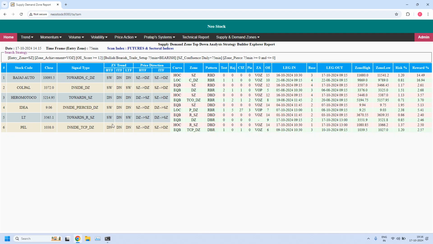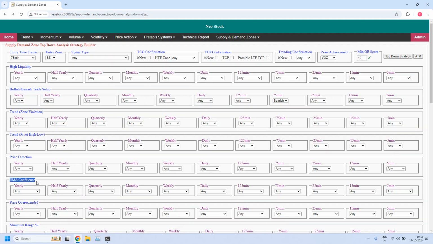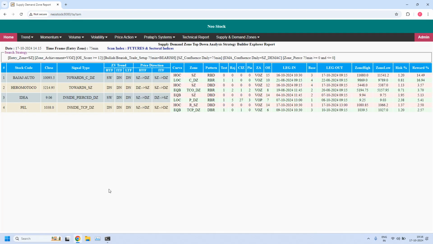Because the daily trend is downtrend, if any of these daily zones have daily EMA confluence, it's a high probability, even more high probability. So in the EMA confluence, daily time frame, daily supply zone with daily EMA confluence, because the 75-minute supply zone, the entry zone, is part of the daily zone. That's why we are looking for daily EMA confluence. So these 4 stocks are filtered. So these 4 supply zones are high probability setup supply zones. Okay, this is about the bearish trade setup for weekly income trade.